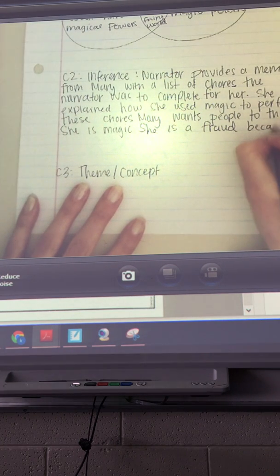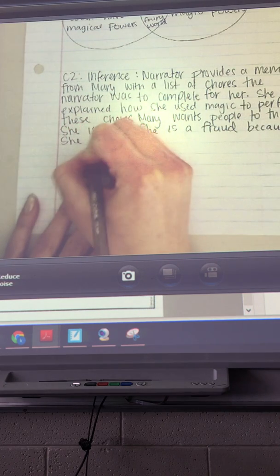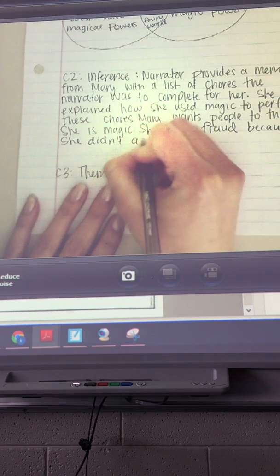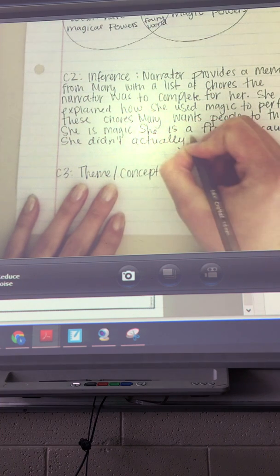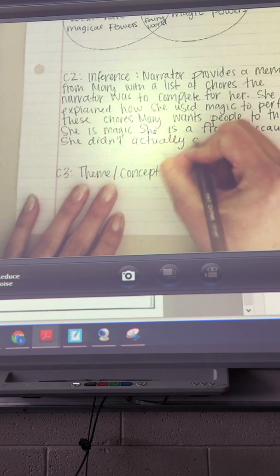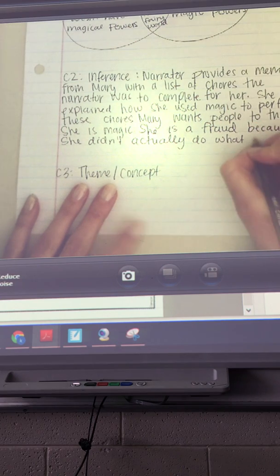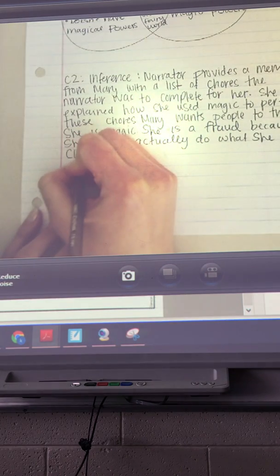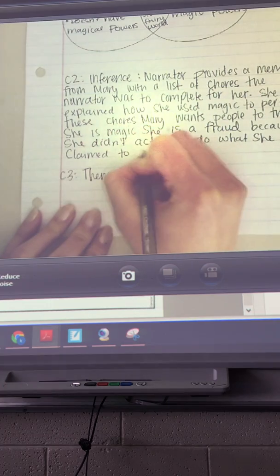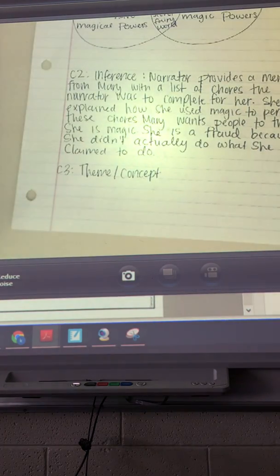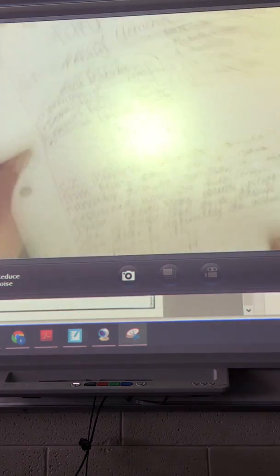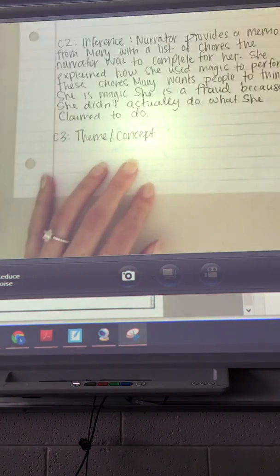because she didn't actually do what she claimed to do. Right? She made a lot of claims. She was saying, oh, wow, watch me do this, right? She didn't actually do any of that. The fairy did. Okay. Again, pause this at any time. I know I'm going fast, but I'm going fast because I know that you guys can pause it and reverse it at any time. Okay, we are on theme and concept now.